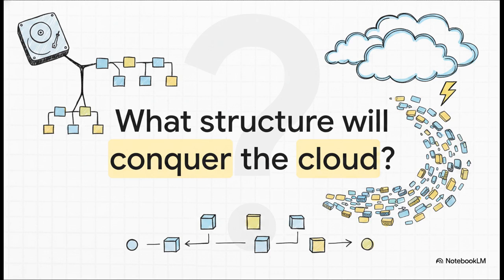So B+ trees are clearly the undisputed champions of on-disk ordered key workloads. But as we look to the future of cloud-scale distributed systems, where write-heavy workloads are kind of the new norm, it leaves us with a really provocative question. If B+ trees conquer the spinning disk, what structure is going to conquer the cloud? Will log-structured merge trees, or LSM trees, take the throne?